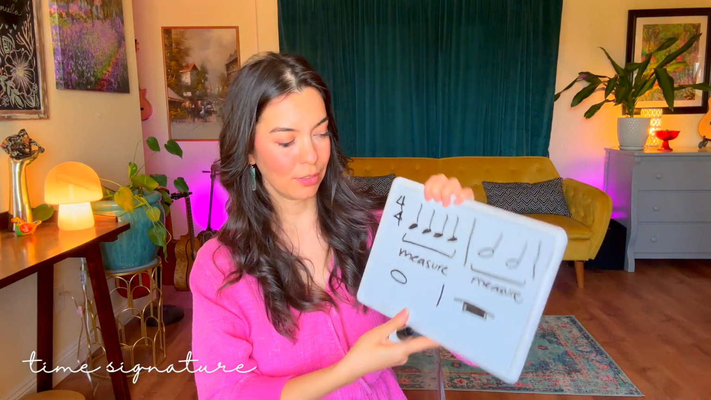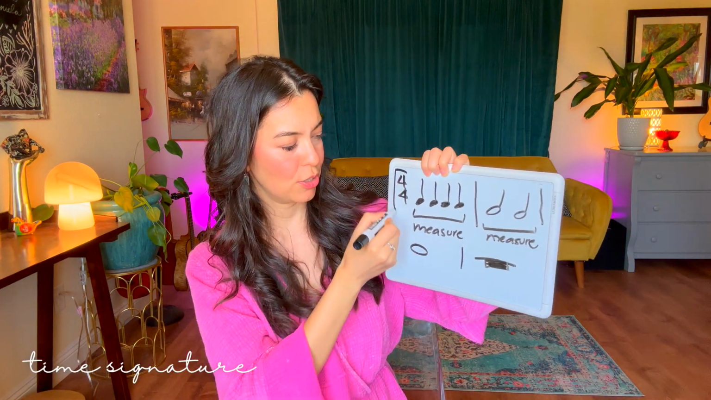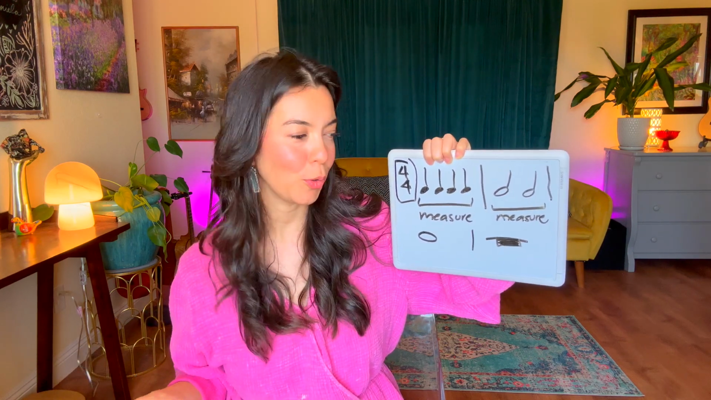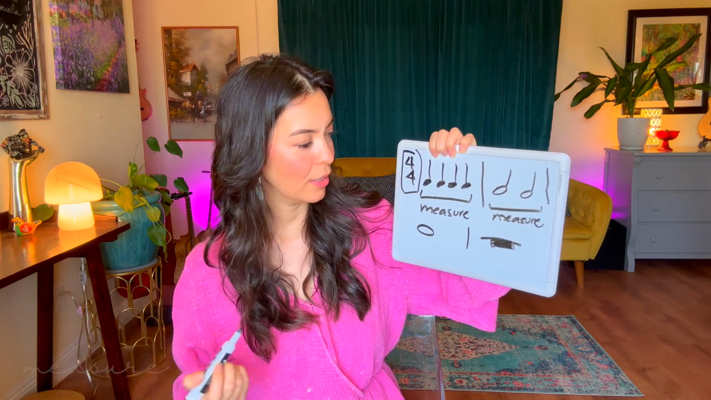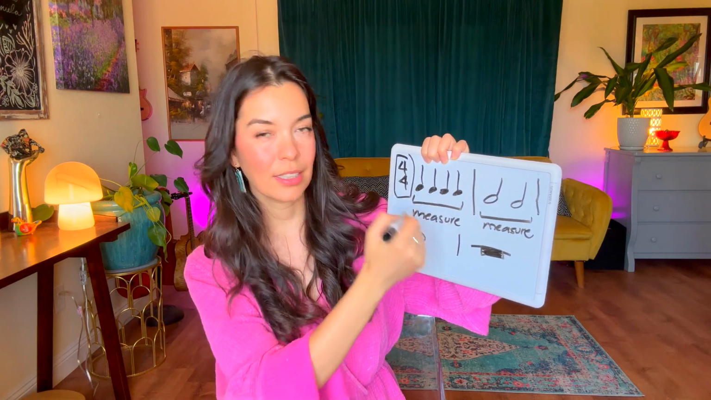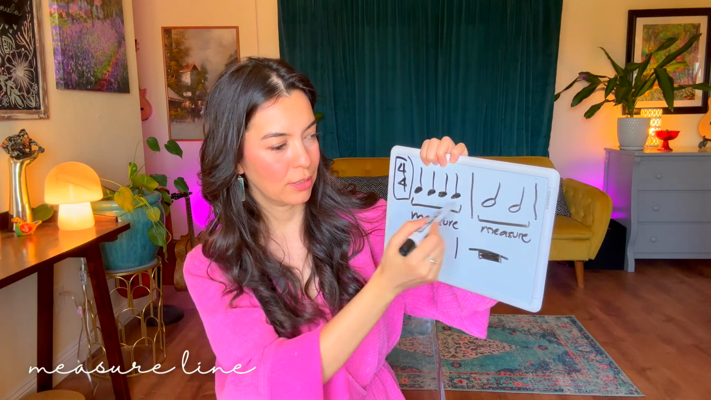So those are the 3 terms that you need to remember from this lesson. Time signature. Time signature just tells you, how are you counting? Well, we're counting up to 4. Or we're counting up to 4 quarters. And the measure is anything that's inside the bar lines or the measure lines.